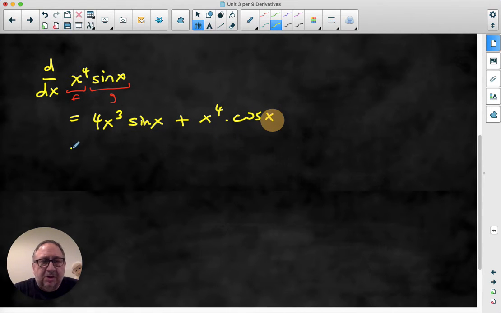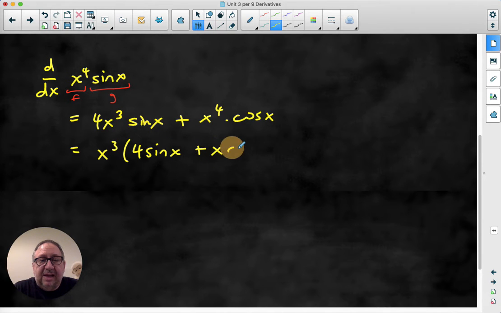And we could stop here. This is done. Or if we really felt like it, I suppose we could factor out the x cubed, leaving us with 4 sine x plus x cosine x. So what else can we do with the product rule? Well, we can do some other interesting things.